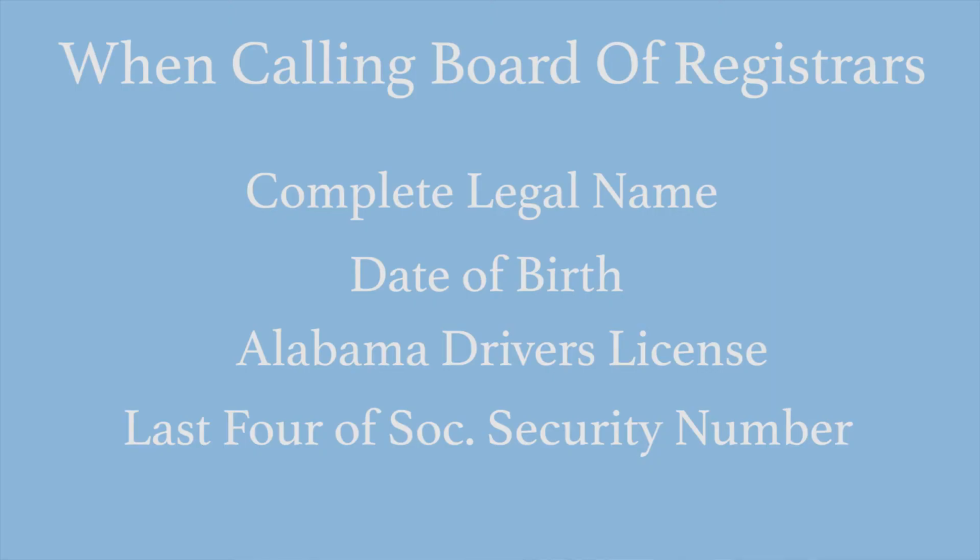When you call your Board of Registrars, have the following information: a complete legal name, a date of birth, Alabama driver's license number, or the last four digits of Social Security number. With that information, your registrars can track that voter's status and locate that voter, which county they're in, and if they are a legal voter in your precinct.